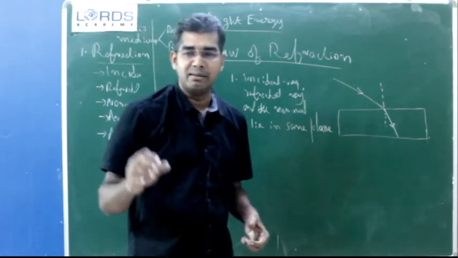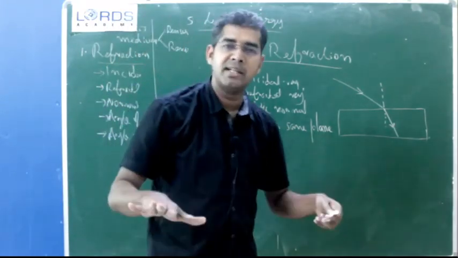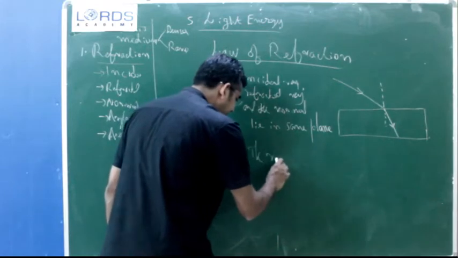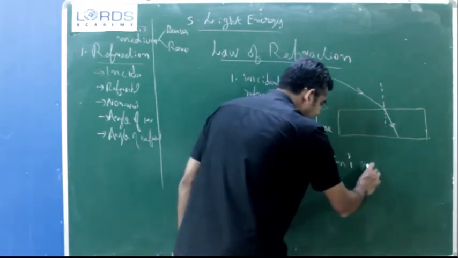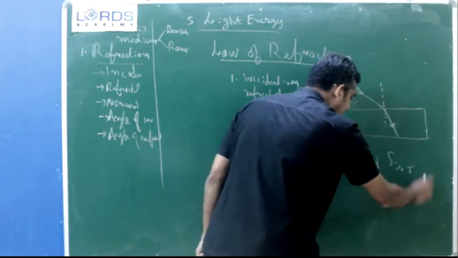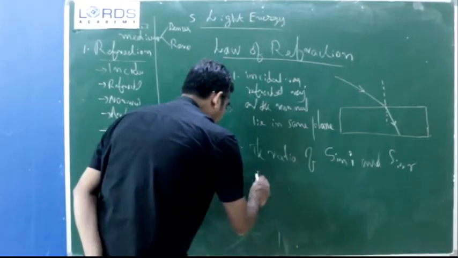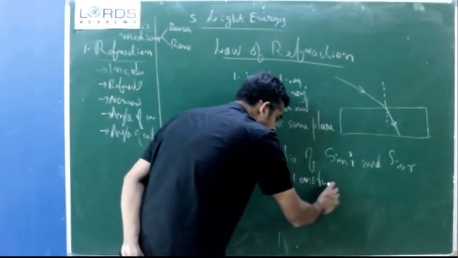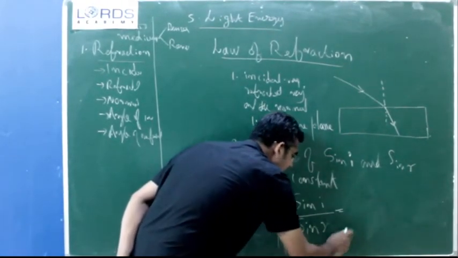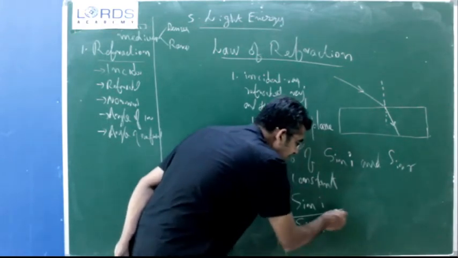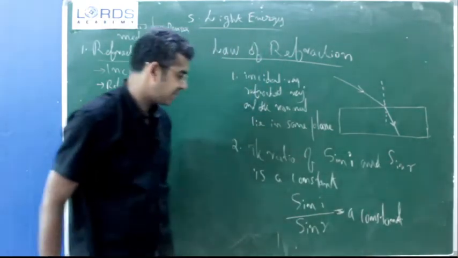Now the second statement of the law of refraction. Just learn this statement as it is, because you will learn the technical terms next year in mathematics, and only then can you understand the words. The ratio of sin i and sin r is a constant. So we can write sin i by sin r is equal to a constant. This is the second statement.